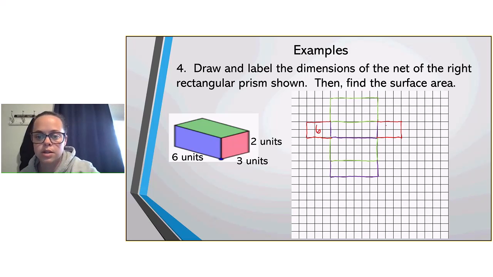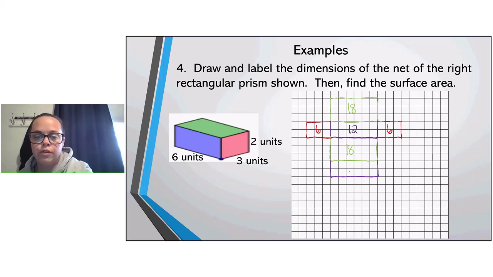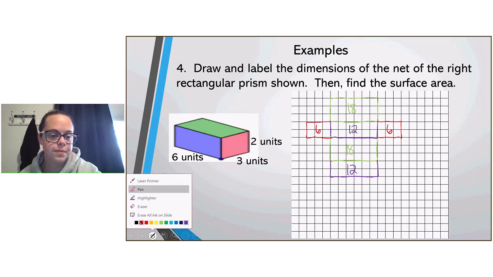So these are both 6s. If I count up here, 1, 2, 3, 4, 5, 6, 7, 8, 9, 10, 11, 12, 13, 14, 15, 16, 17, 18. These are both 18. And the purples are 6 by 2, which makes 12. And now we add all of these numbers up. So 18 plus 12 plus 18 plus 12 plus 6 plus 6 is a surface area.